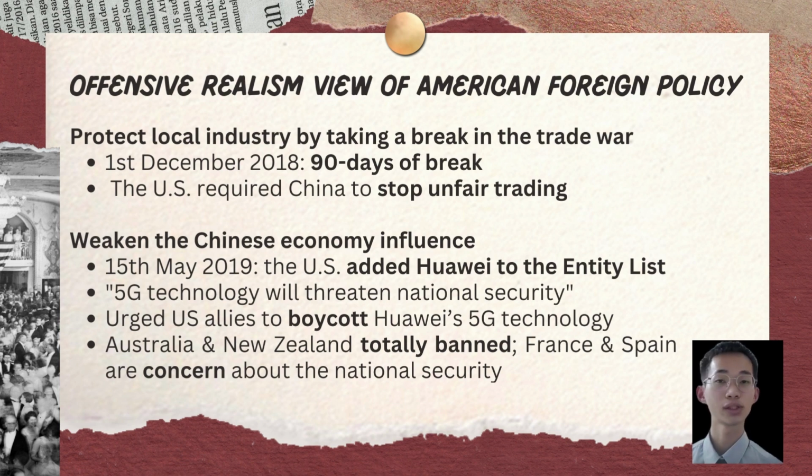On 15 May 2019, the US added Huawei to the entity list, which means that without the permission of the US government, US companies are not allowed to sell any products to Huawei. This is to stop or slow down the 5G development of Huawei. Also, the US announced that 5G technology will threaten national security and urged US allies to boycott Huawei 5G technology. As a result, Australia and New Zealand totally banned the 5G technology from going into their countries, and France and Spain are concerned about their national security and worried about signing and accepting the 5G technology.